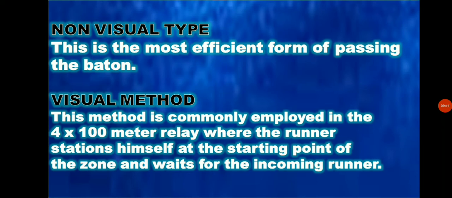Next is the visual method. This method is commonly employed in the 4 by 100 meter relay, where the runner stations himself at the starting point of the zone and waits for the incoming runner. When the passer is about 3 meters away from the receiver, he prepares to receive the baton by extending his hand with the palm up. During the process, the receiver has to watch the baton until it is securely laid on the palm and he has a good grasp of it, after which he speeds away.